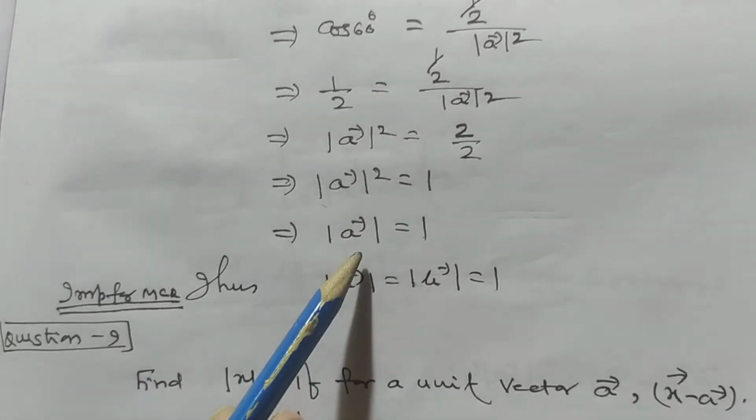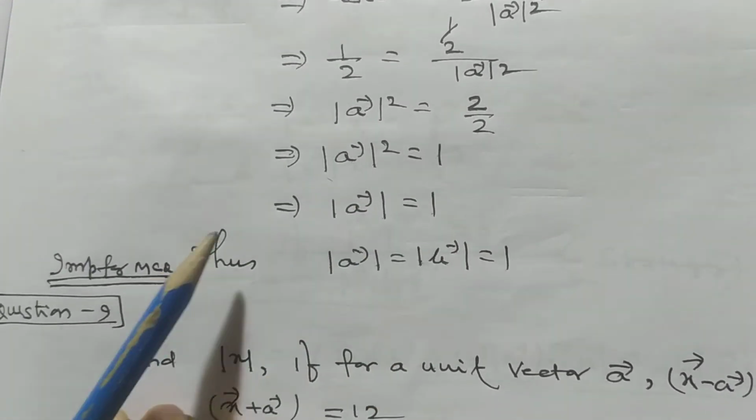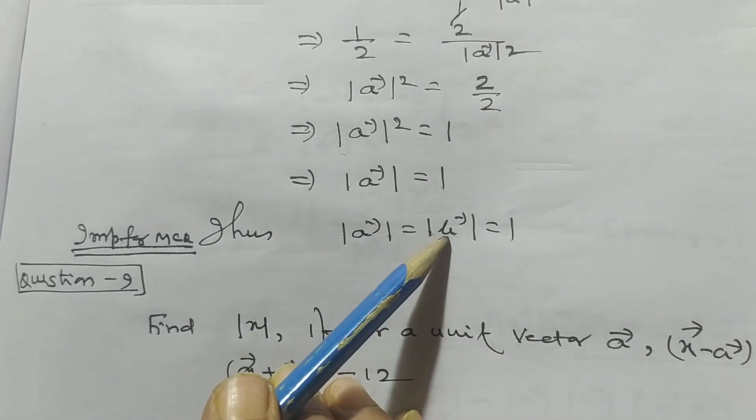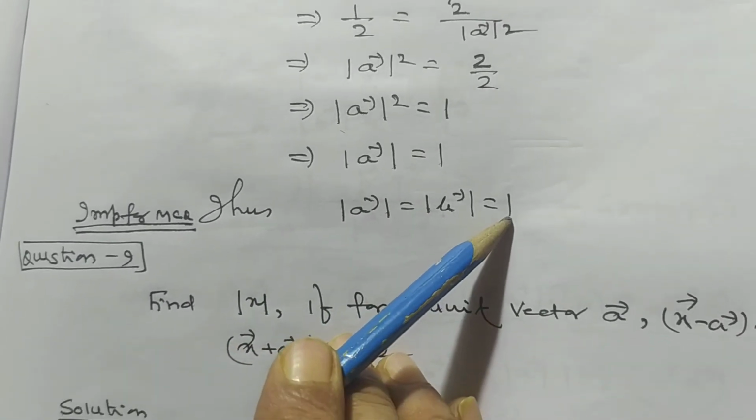Magnitude of A square is equal to 1. So magnitude of A is equal to 1. So magnitude of A is equal to magnitude of B is equal to 1.